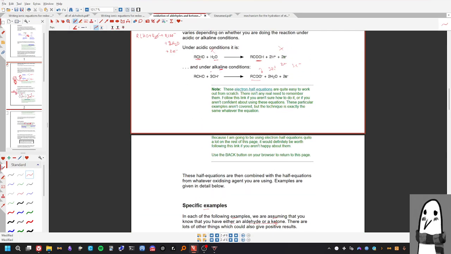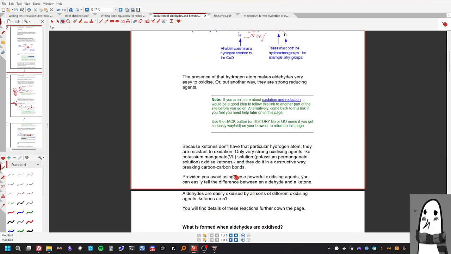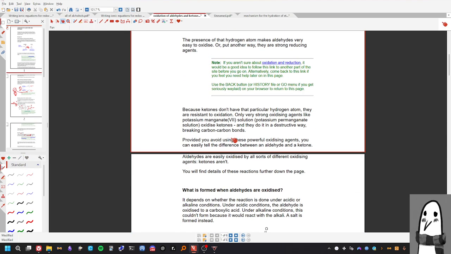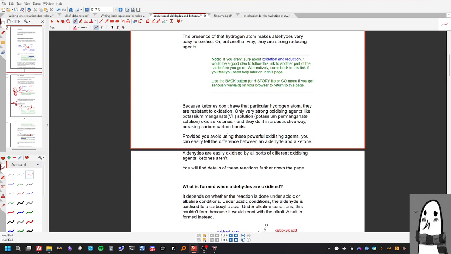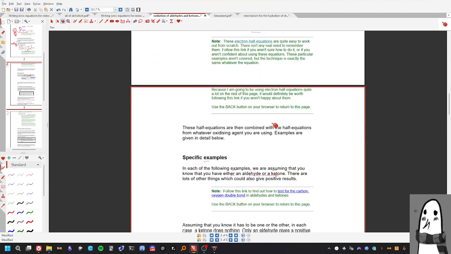Before we continue, they said what was the thing that was able to oxidize it? They said that potassium manganate(VII) solution, permanganate solution, can oxidize ketones. They are very strong oxidizing agents.